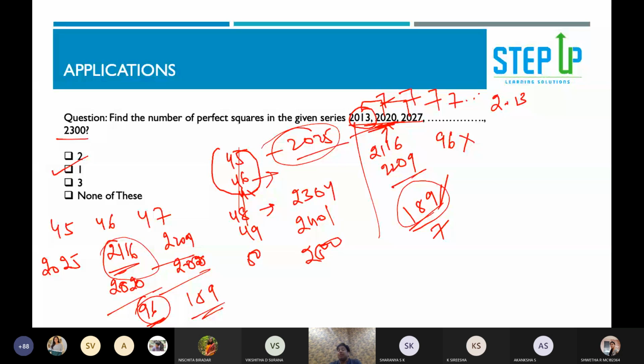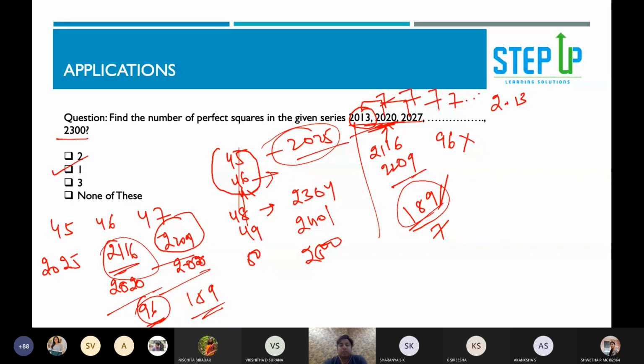But 189 is a multiple of 7. That means 2209 will definitely be there in the series. So my answer should be, there is only one number in the series which is a perfect square, that is 2209. Is it clear now? Yes, sir. Or again a doubt? I can explain it again.